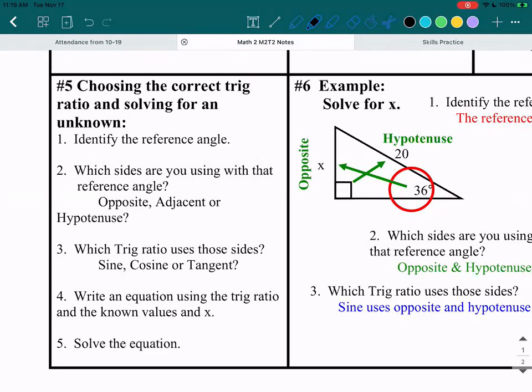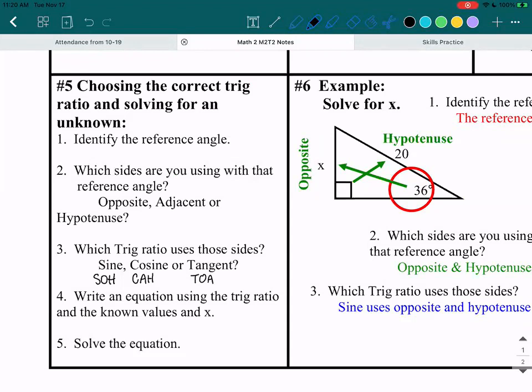Remember SOHCAHTOA. I'll write that out here for you to see. Sine is the SOH: opposite and hypotenuse, that's what the O and the H stand for. Cosine is the CAH, so the adjacent and the hypotenuse. And for tangent, TOA, opposite and adjacent. So depending on whether you're using the opposite, adjacent, or hypotenuse, you will choose sine, cosine, or tangent based on SOHCAHTOA.